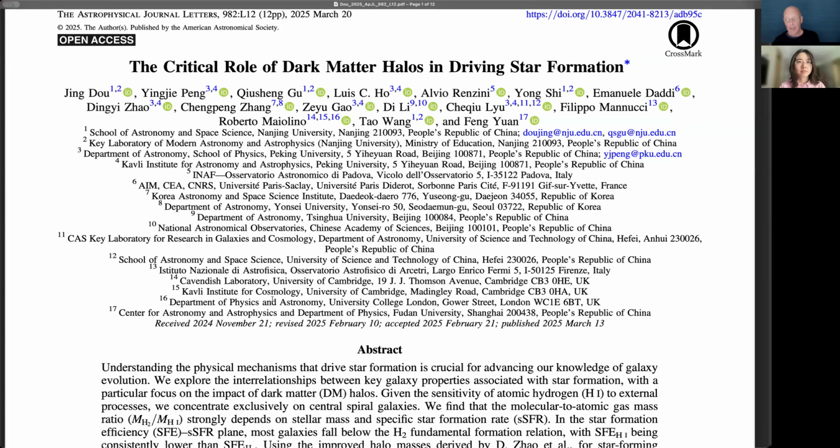And that is going to bring us to this very awesome ApJ Letters paper. It is open access. It's the open access era, people. You can go grab a copy for free. Go get one. The critical role of dark matter halos in driving star formation. And Jing, take us away.